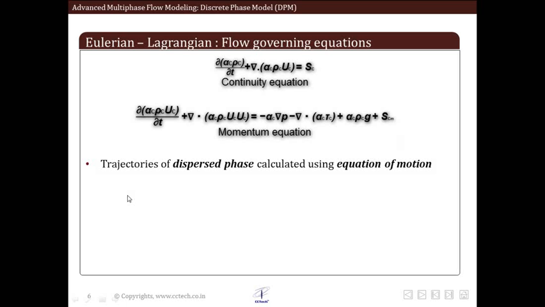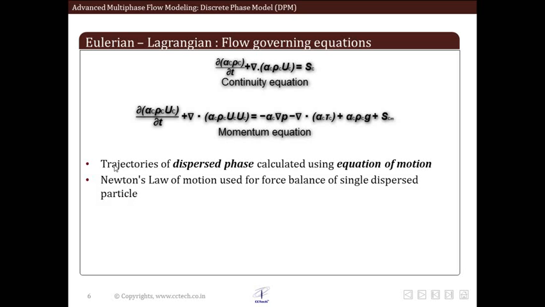Now for the dispersed phase, trajectories are calculated using the equation of motion. The equation of motion is nothing but Newton's law of motion, and this is used for each single dispersed particle and the force balance is calculated. This is nothing but an expression which says that mass into acceleration is force.